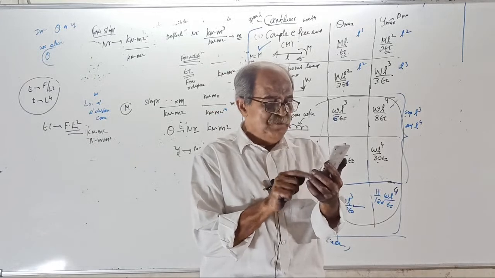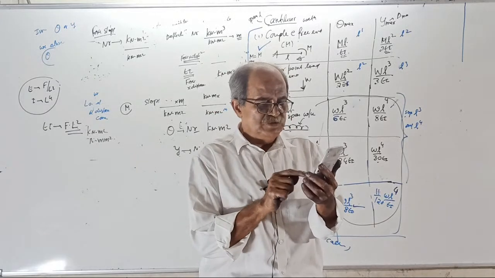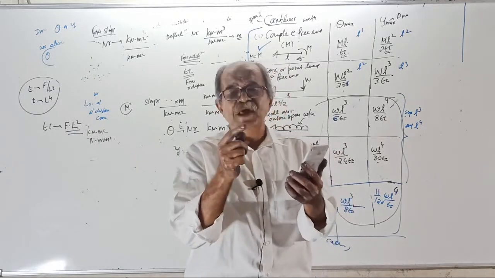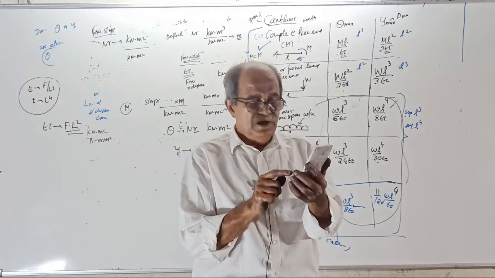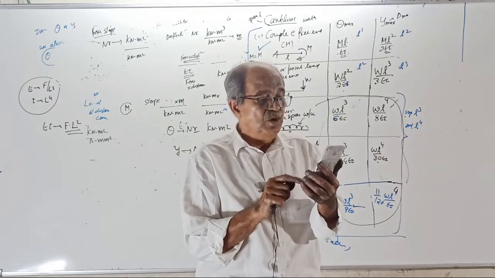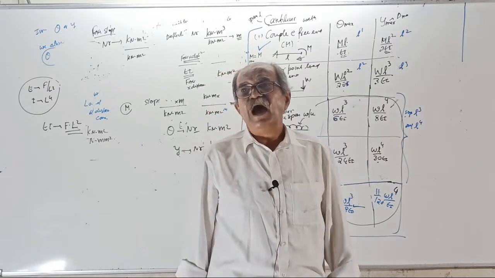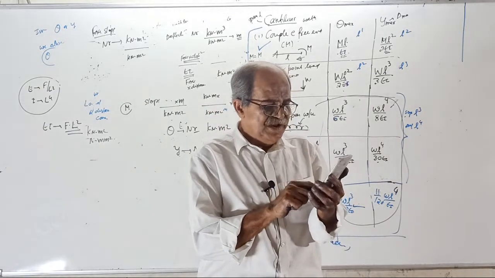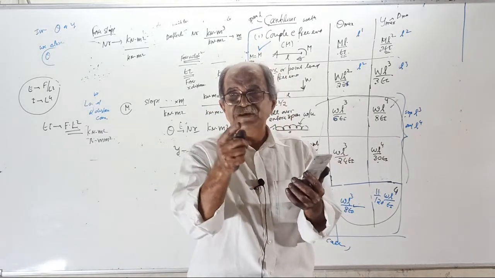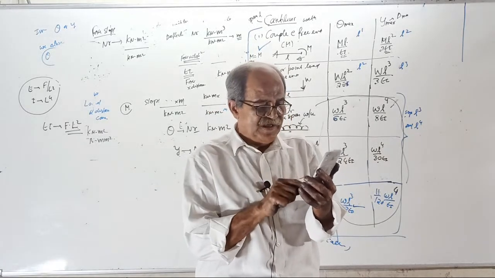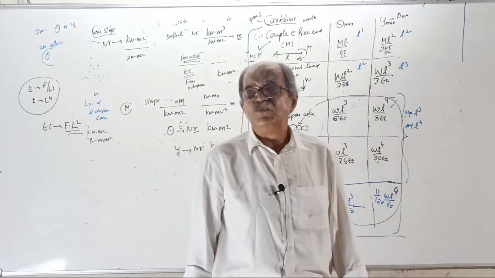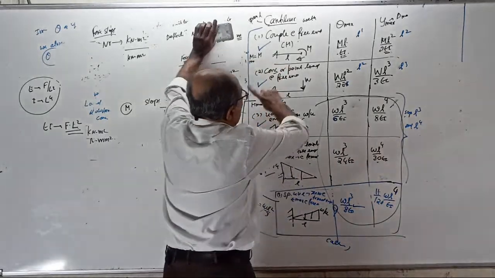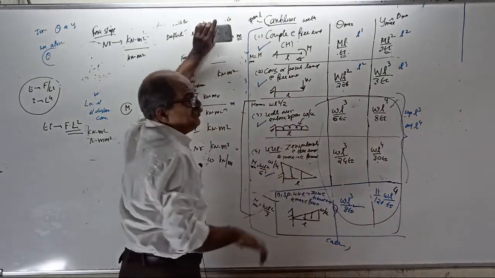UDL slope is 1 by 8. UDL slope is 1 by 6. Other UVL slope is 1 by what? 1 by 24. It will give you 1 by 8. And deflection. UDL deflection is 1 by 8. That special other deflection is 1 by 30. 11 by 120 WL power 4. These are the standard pattern for remembering.